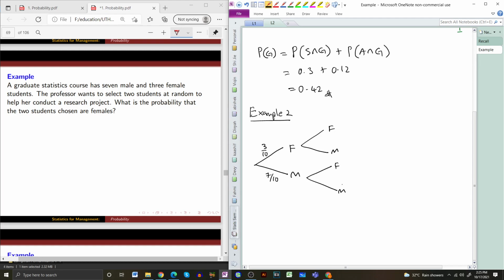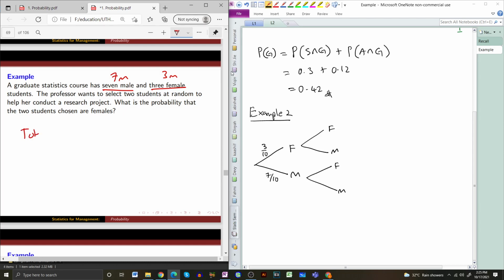A graduate statistics course has 7 male, 3 female students. The professor wants to select 2 students at random to help her conduct a research project. What is the probability that both students are female? So all together, 10 students.